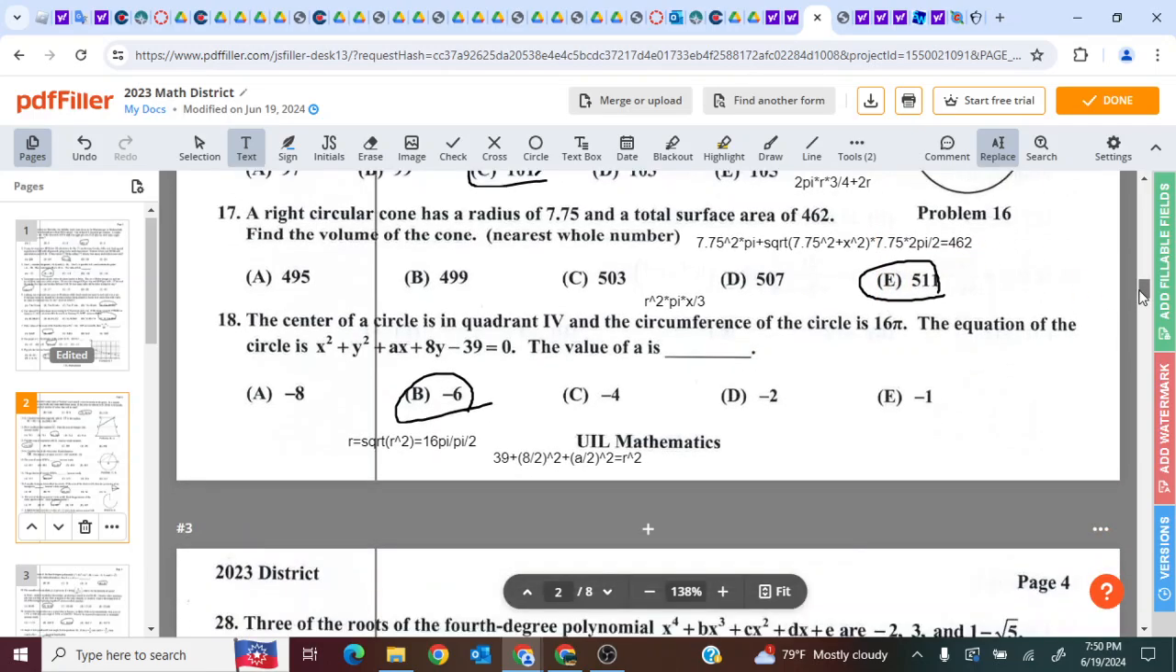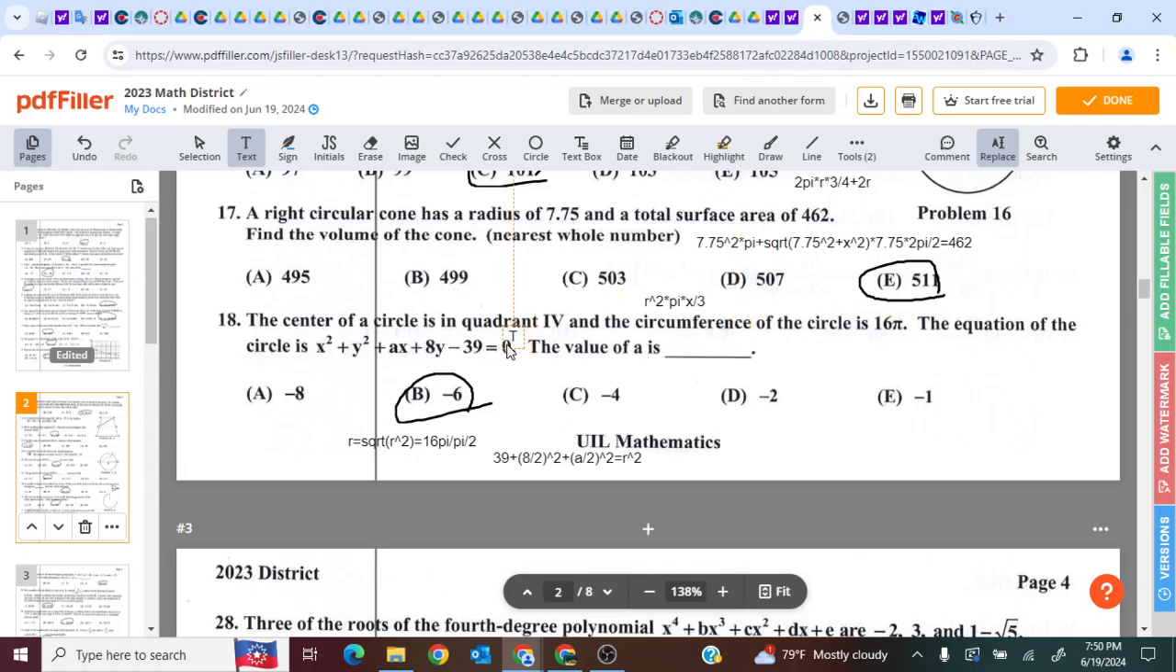18. The center of a circle is in quadrant 4, the circumference of the circle is 16 pi. The equation is this. What is the value of A? So this value right here will eventually represent r squared, because that's how circles are represented in rectangular form like this. So you need to figure out what r squared actually is. Well, the circumference is 2 pi r. So divide this by 2 and pi, and you get a radius of 8.